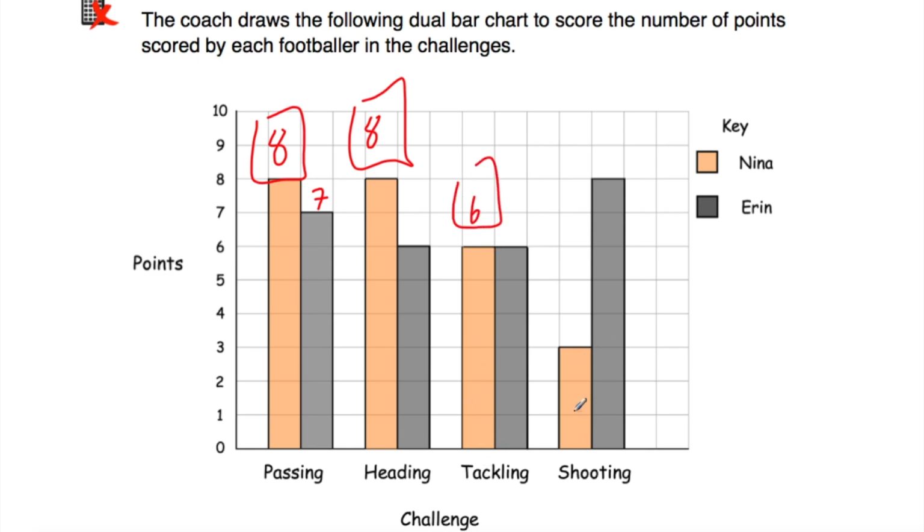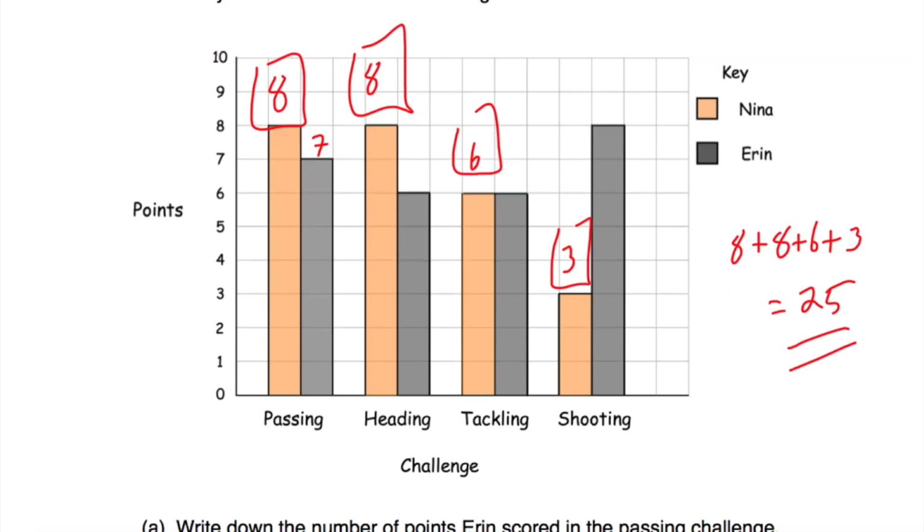And in the shooting challenge, Nina unfortunately only scored 3 points. So you want to work out the total number of points that Nina has obtained. So we need to do 8 plus 8 plus 6 plus 3. And 8 plus 8 is 16, plus another 6 is 22, plus 3 is 25. So that means she has scored 25 points in those 4 challenges.